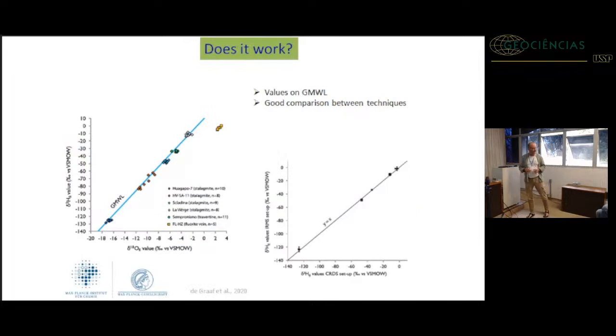So on the left we see a global meteoric waterline, and the dots on there are different speleothems from different places that we crushed, and this is just to hammer home the point that when we do this, we are able to put stuff on the meteoric waterline, which means we don't screw up badly when we do this analysis. This is an important point to make, right?